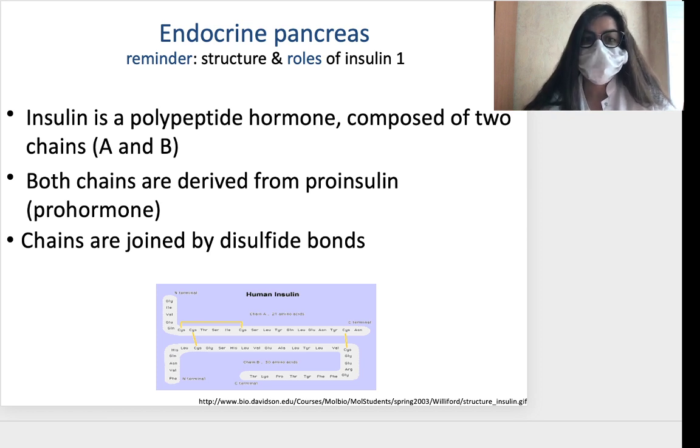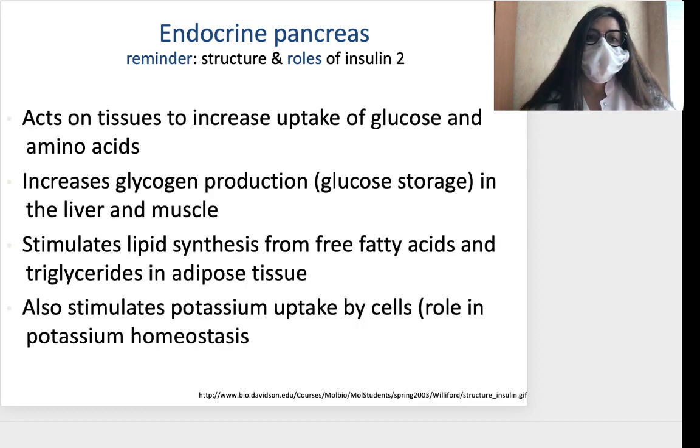Insulin is a polypeptide hormone composed of two chains, A chain and B chain. Both chains are derived from proinsulin, the prohormone of insulin. Chains are joined by disulfide bonds. It acts on tissues by increasing uptake of glucose and amino acids. Insulin increases glycogen production and glucose storage in liver and muscle. It stimulates lipid synthesis from free fatty acids and triglycerides in adipose tissue. It also stimulates potassium uptake by cells, with a role in potassium homeostasis.